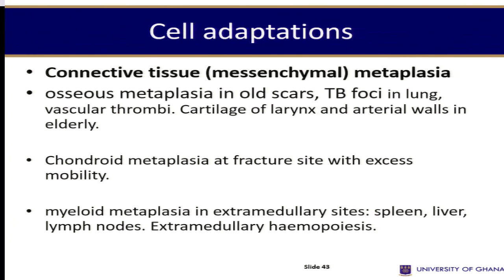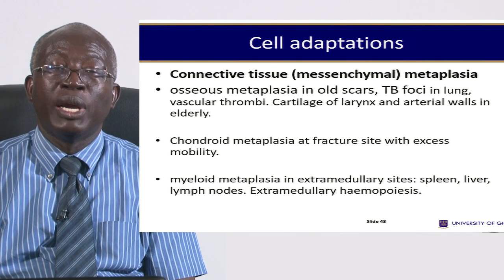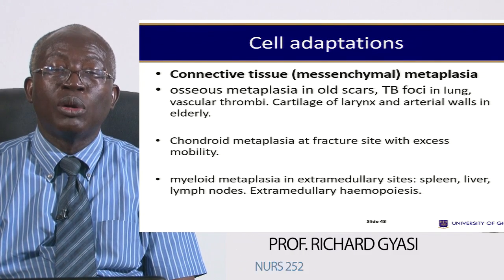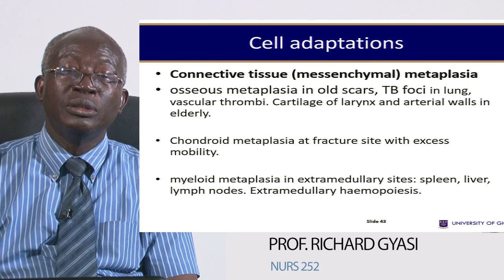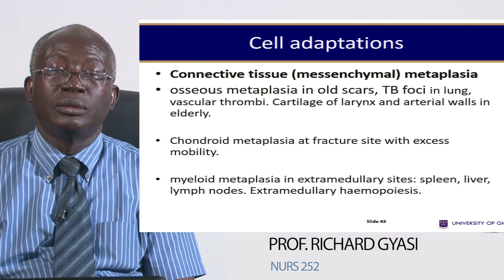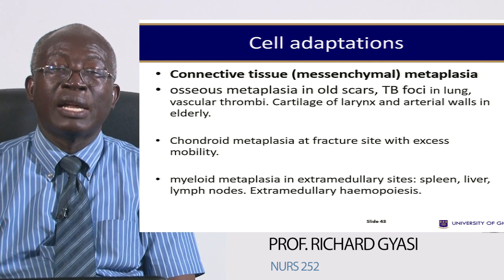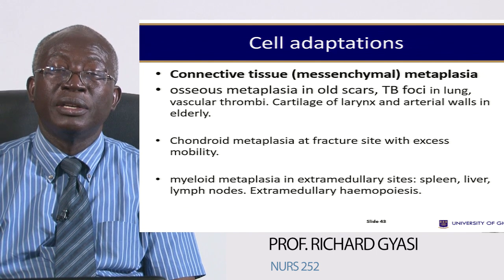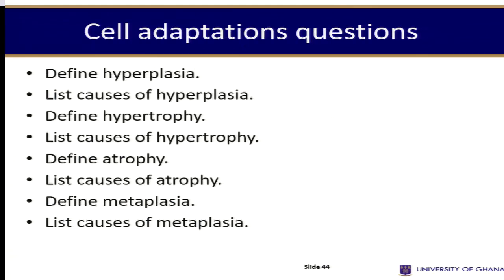When there's excess mobility, instead of bone forming at the fracture site, cartilage may result there. And then myeloid metaplasia occurs in the spleen, liver, or lymph nodes, when you have bone marrow-like tissue growing in these places in certain situations. We call that extramedullary hemopoiesis.